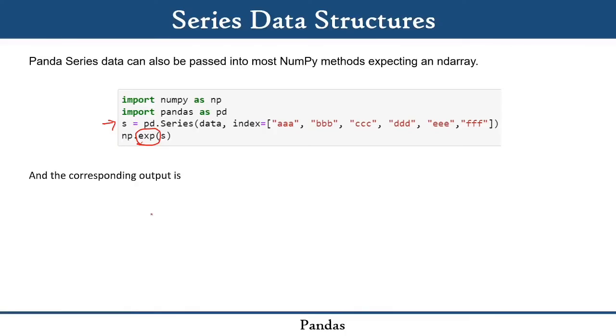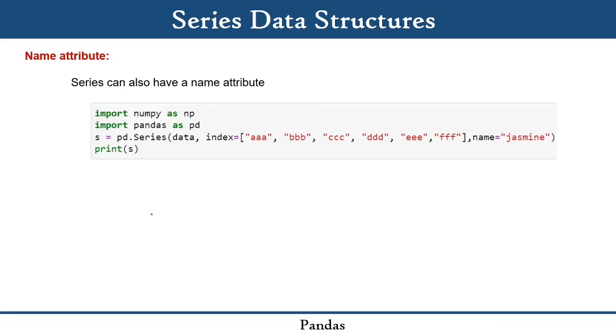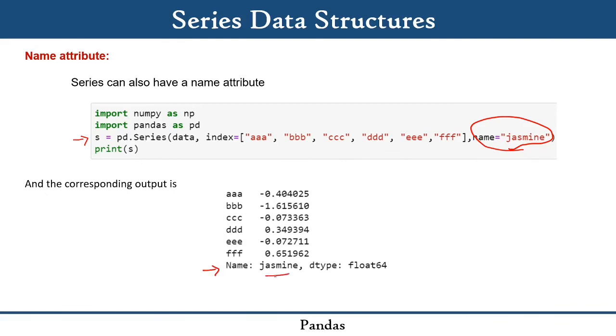Now let us move forward to discuss the last one, how we can include a name attribute in series data. Let's consider the same previous example here. I can include the name attribute in the series data. You just specify the name attribute within quotation marks as a string. After executing, you get the output with the name attribute as Jasmine. So here the name of the attribute is Jasmine.